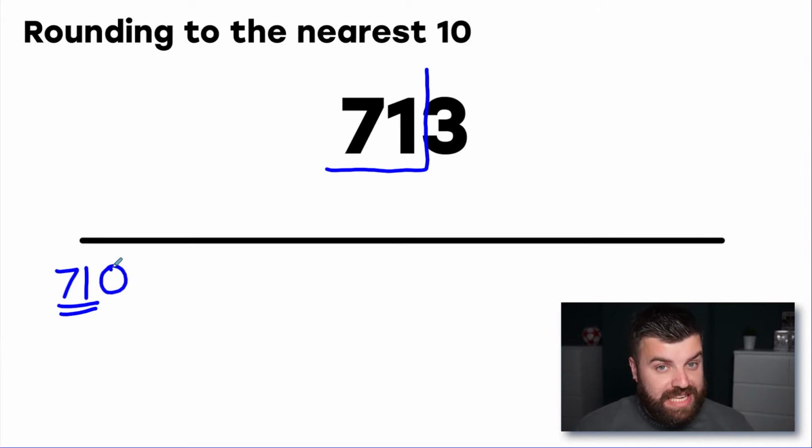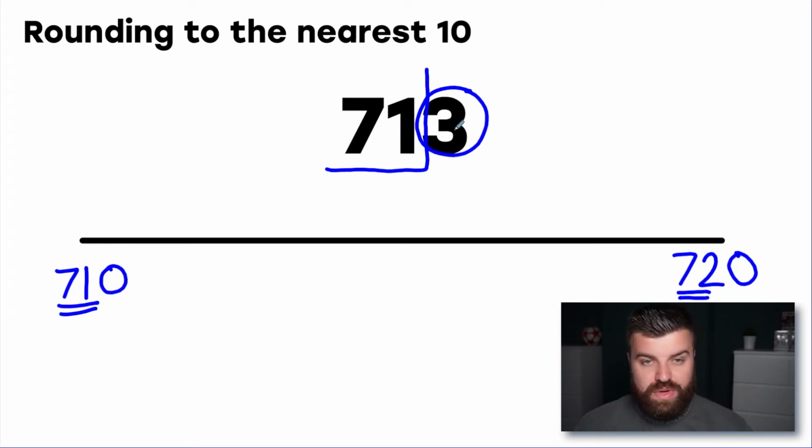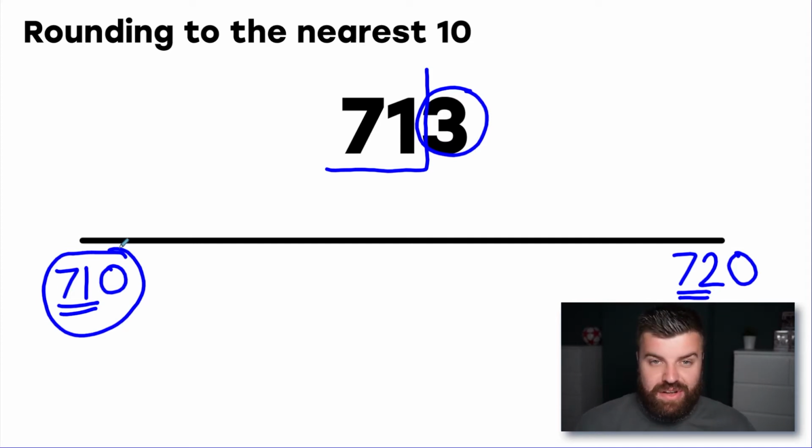What's next after 71? 72. So we write 72 up here, but remember it's 72 tens, so it's 720. Circle the number next to our wall, which is a 3. We know 3 is a low digit, so we're going to round down, and the answer to this one is 710. It doesn't matter how many digits the number has, we underline all the way to the place value column we're rounding to, in this case tens, and we can solve it.